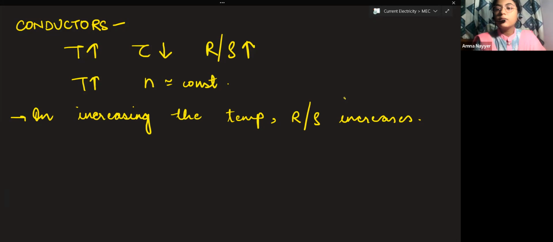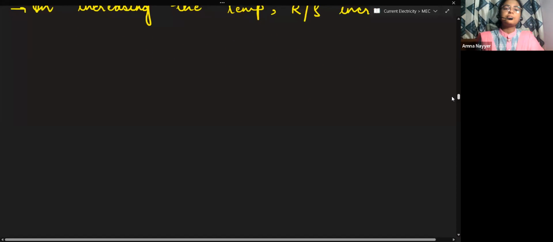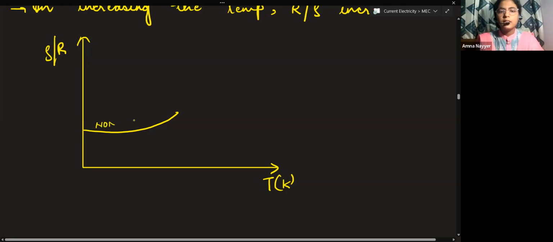Now, apart from this, one more thing that you have to remember is the graph. Graphs will be involved. See, if I plot a graph of resistance and resistivity versus temperature, let's take temperature in Kelvin. Initially, the growth is in this manner, meaning non-linear. You can see what kind of growth this is. This is non-linear.